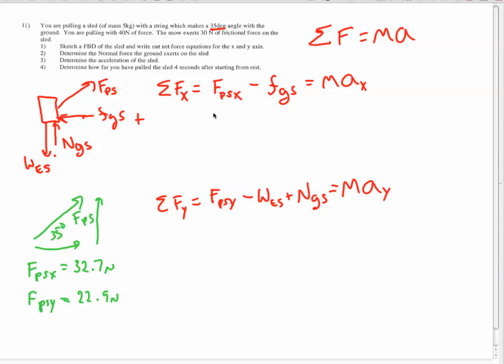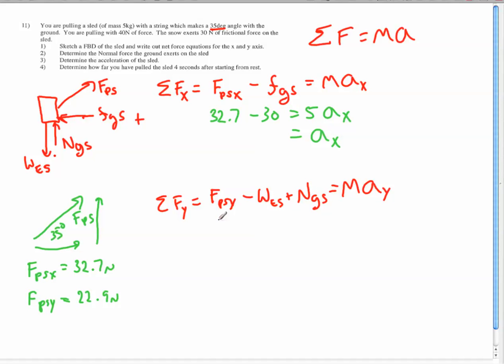So now let's go ahead and put some numbers in here. This is 32.7. This was friction force, 30 newtons of friction force, and the sled has a mass of 5 kilograms. And so doing that will allow us to determine the acceleration of the sled along the x-axis.